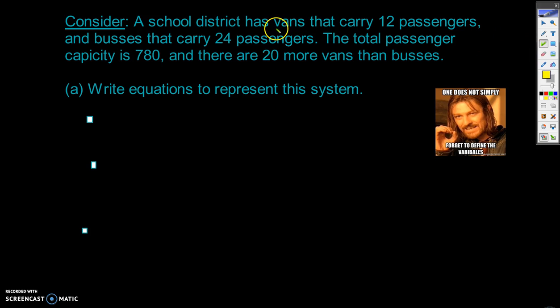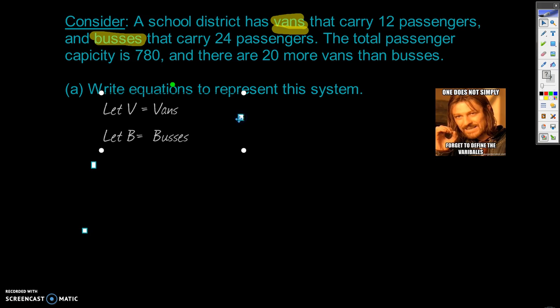So we're talking about two key things: vans and buses. So what we need to say to define those, let V equal vans and B equal buses. Very similar to what we did in our past unit with linear relationships. Now, let's get the equations.